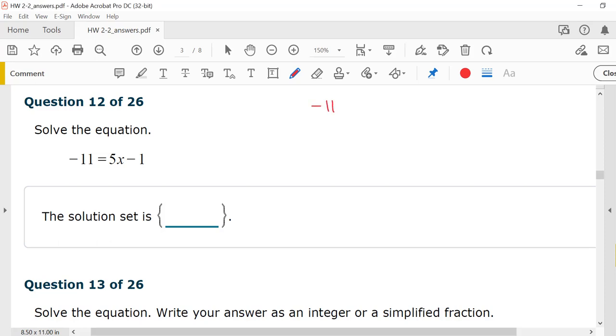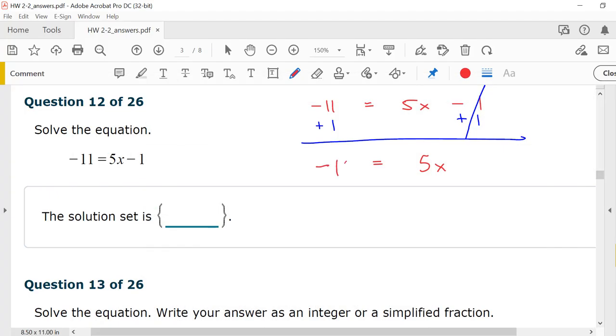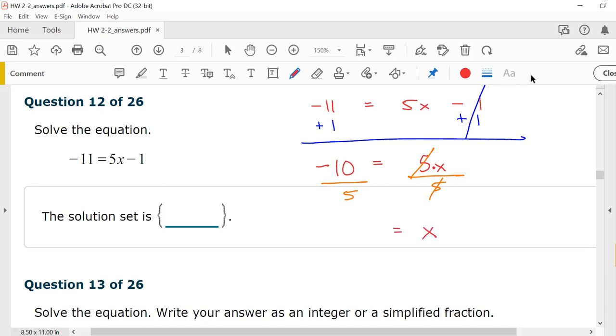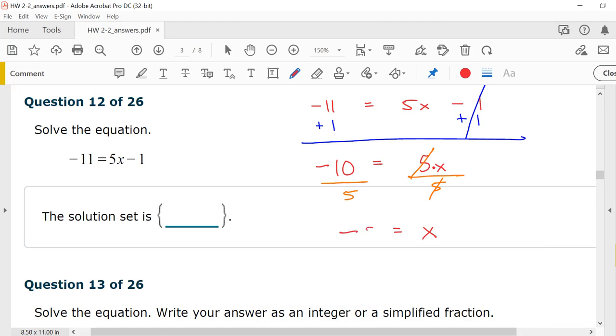Number 12, negative 11 equals 5x minus 1. First thing I need to do is add 1 to both sides. Negative 1 plus 1 is 0. 5x plus 0 is just 5x. Negative 11 plus 1 is negative 10. So I have negative 10 equals 5 times x. Dividing both sides by 5. 5 divided by 5 is 1. 1 times x is just x. Negative 10 divided by 5 is negative 2. So the solution set is x equals negative 2.